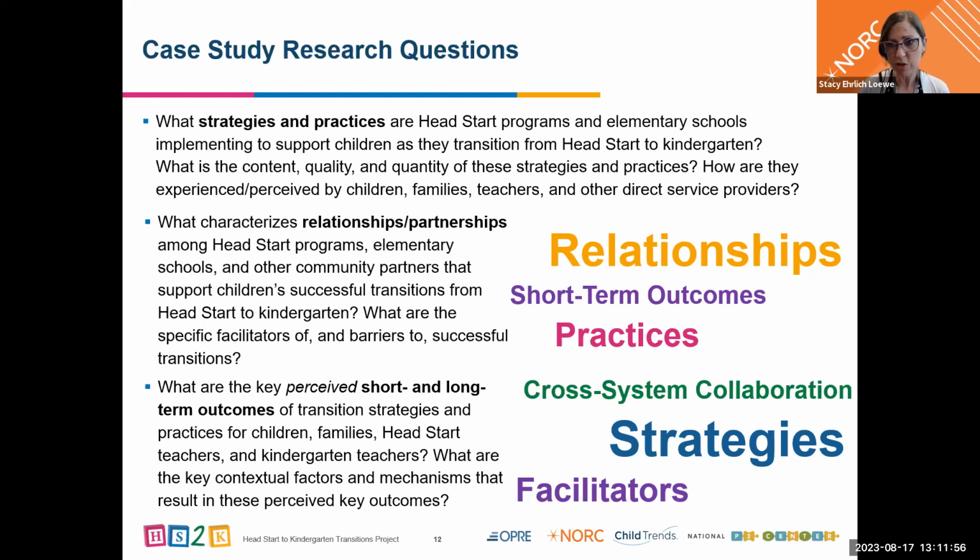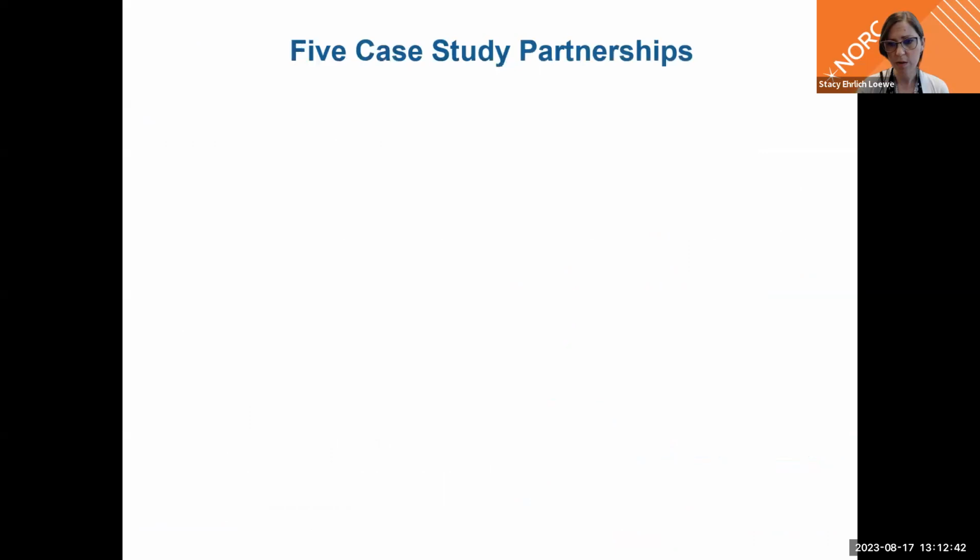This slide shows the research questions that guided our case studies, and they focused on the strategies and practices that Head Start programs and elementary schools were implementing to support children as they transition from Head Start to kindergarten. We focused on understanding what characterized the relationships or partnerships among those Head Start programs, elementary schools, and other community partners that support children in transitioning from Head Start to kindergarten. And we asked about key perceived short and long-term outcomes of transition strategies and practices for children, families, Head Start teachers, and kindergarten teachers. And throughout these, what the key contextual factors and mechanisms were that resulted in those outcomes.